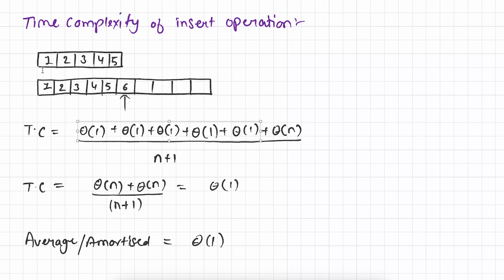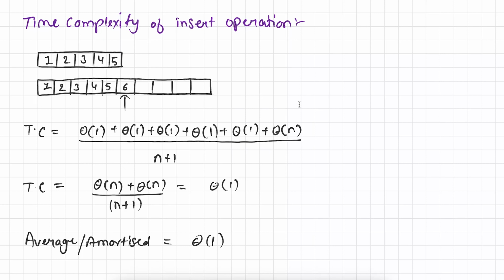For example, first we add 1, then we add 2, then we add 3, then we add 4 and then 5. So it's going to take big O of 1 constant time to add all the elements. But as soon as we try to add a new element, it's going to take theta n time to add the new element. And why theta n? Because it is creating a new array to store the new element. That is why it is taking theta n.